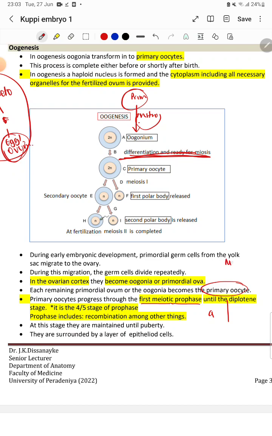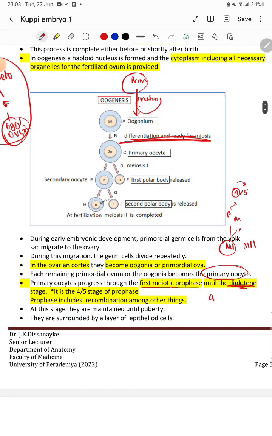So you have meiosis 1 and you have meiosis 2. In meiosis 1, you have prophase, metaphase, anaphase, and telophase. But specifically, prophase actually has 5 steps, okay? So the fourth step out of 5, just before the fifth step, is known as the diplotene stage. And this is what it is here. So it's the diplotene stage, and this is where it's arrested in the primary oocyte.